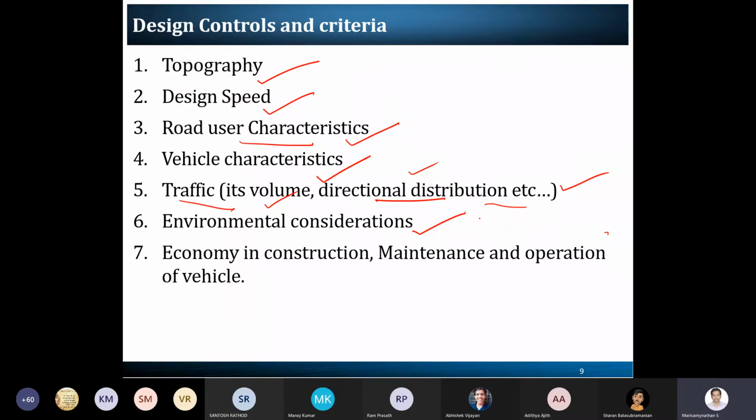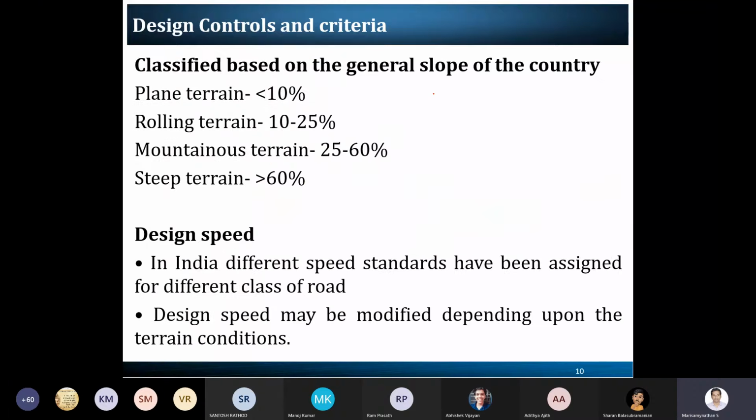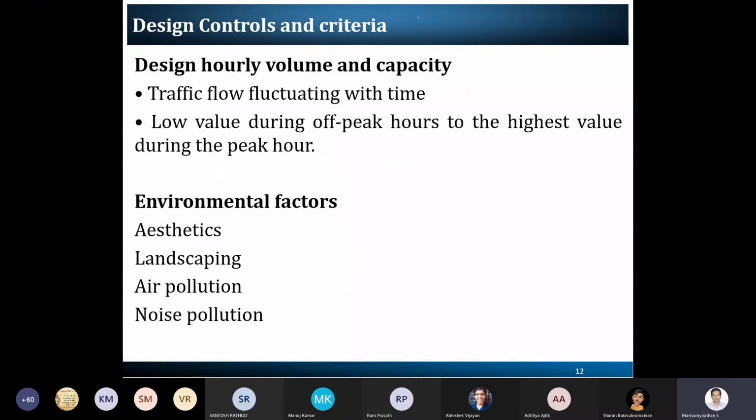Those factors only I have explained in the further slides. Example, the slope: plain terrain, rolling terrain, mountain terrain, steep terrain. So these topographical characteristics, design speed of the vehicle, volume, all the things are affecting the design criteria. Other than that, the aesthetic purpose, landscaping, air pollution, the noise pollution. All these factors are also considered under the environmental factors. So this is one sector we are considering.